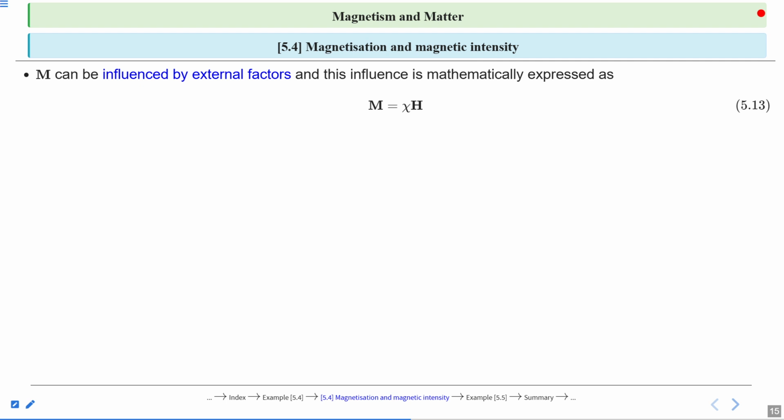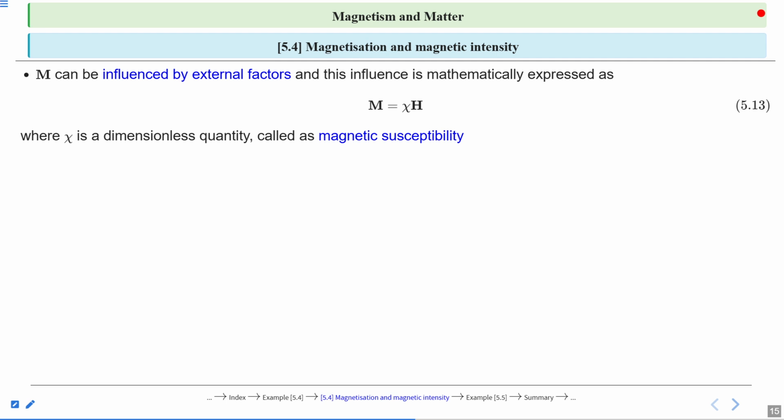If we increase the current in the solenoid, that external factor, H will increase because H depends on the external factor. So H will increase, and M is also influenced by the external factor, as in equation 5.13: M is equal to chi H. This is another relation between M and H, where chi is a dimensionless quantity.